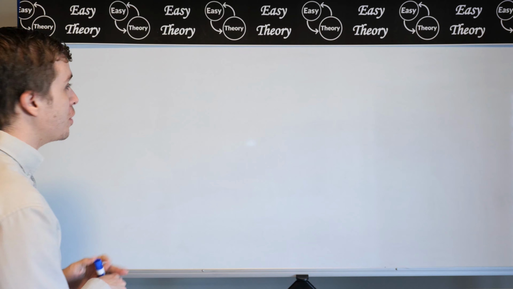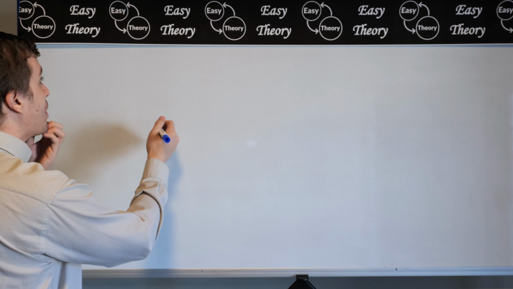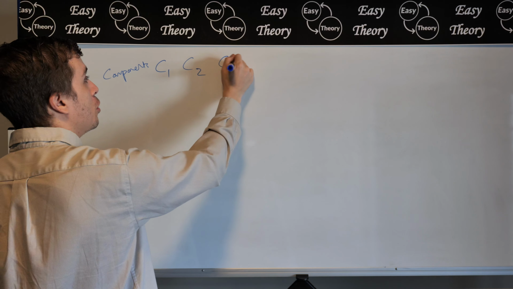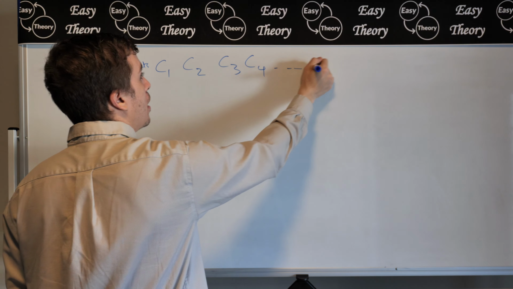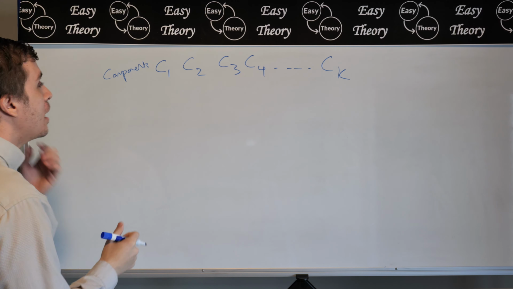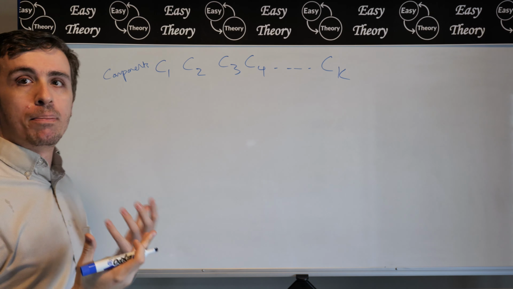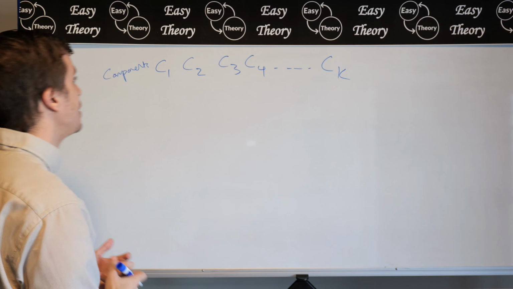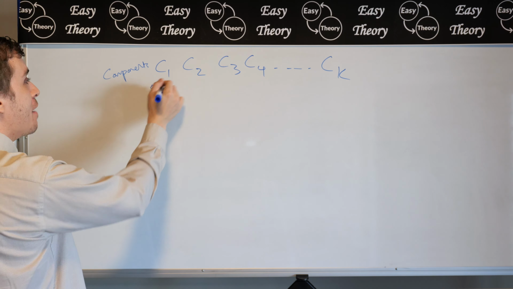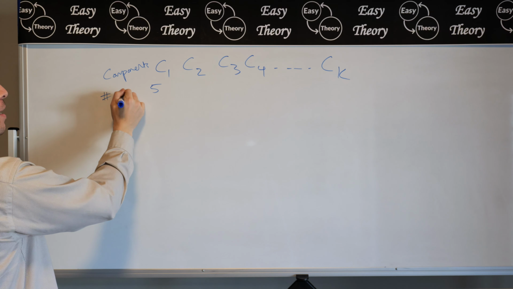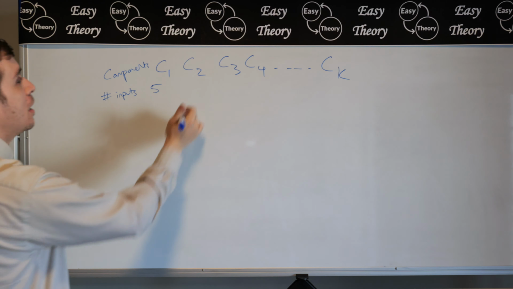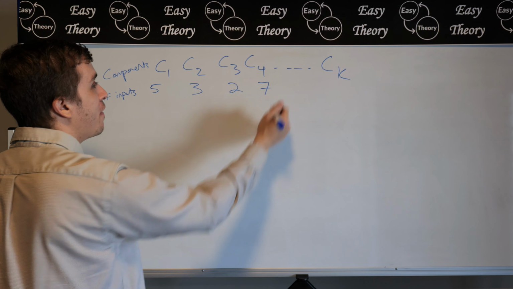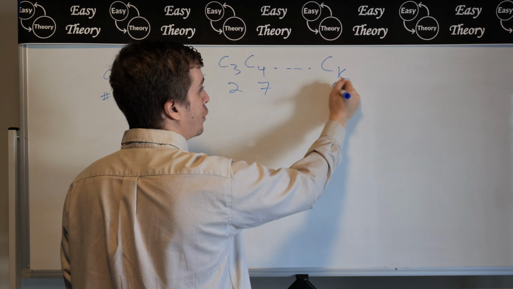Let's imagine that we have some big piece of software, like a really big piece of software. It's got a lot of components. So let's say we have components C1, C2, C3, C4, and let's say up to K components. And let's say that each one of these components has a certain number of inputs that we may want to test. So let's say that this one has 5 inputs, so these are the number of inputs for each of the components. Maybe this one has 3, this one only has 2, let's say this one has 7, and then maybe this one has 4 or something.